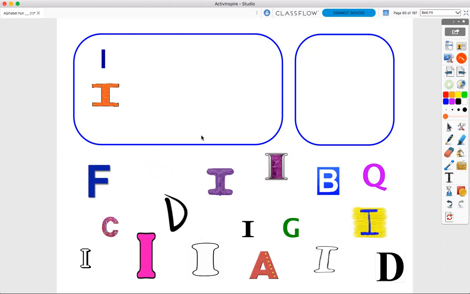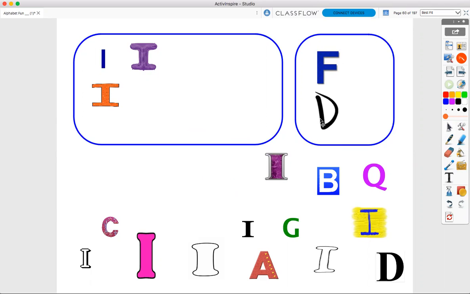So let's put uppercase, grown up, capital letter I in this box. Not the letter I, we'll go right over here. Is this the letter I? Yes, this is the letter I. Is this the letter I? No, not the letter I. Is this the letter I? No. But this is letter I. Is this the letter I?